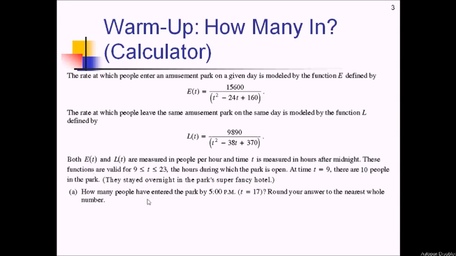All right, task 2 for your warm-up is to figure out how many people have entered the park by 5 p.m. That's time 17. Pause the video and see if you can make sense of this, which is just an accumulation problem like the ones you've been doing up to this point. By the way, a good thing to do while you're figuring this out, really any of these problems, if it's a calculator problem, and this one is, whenever I see functions like this, I immediately enter these on my calculator. So take a sec to do that.